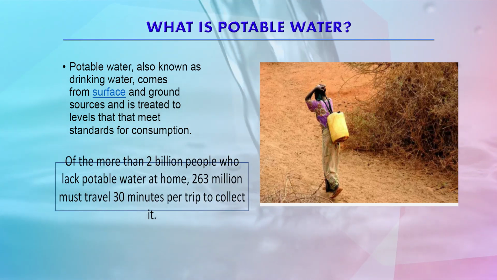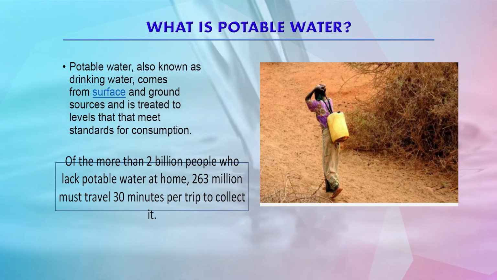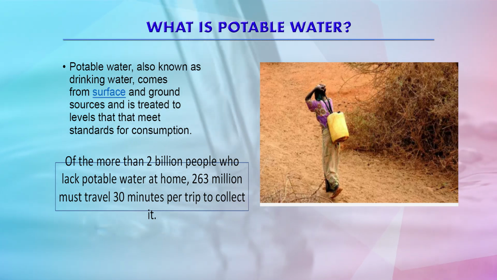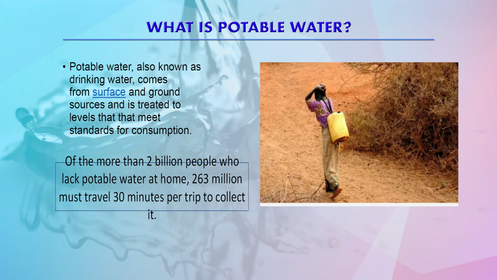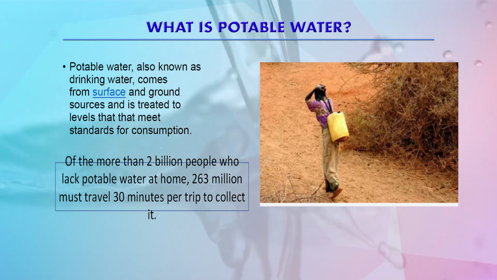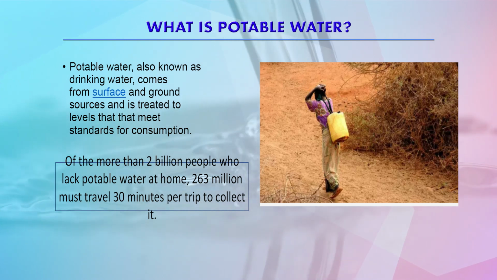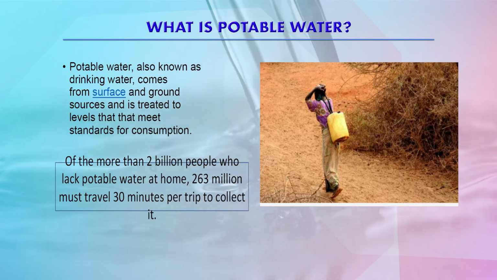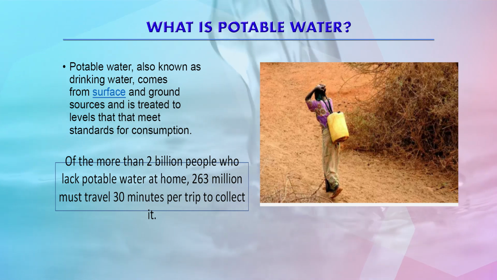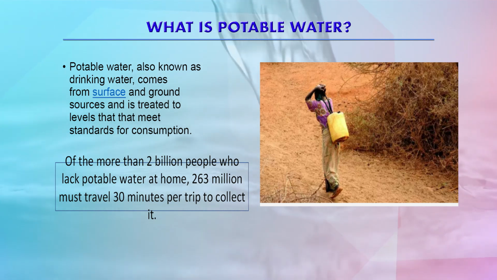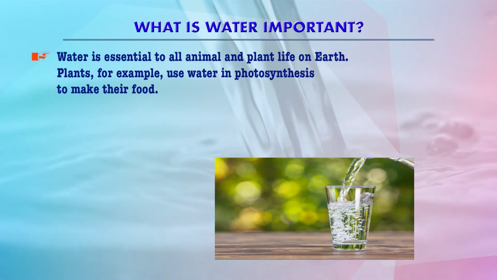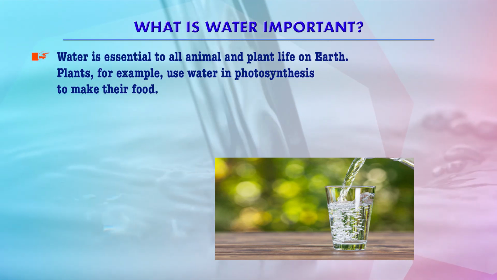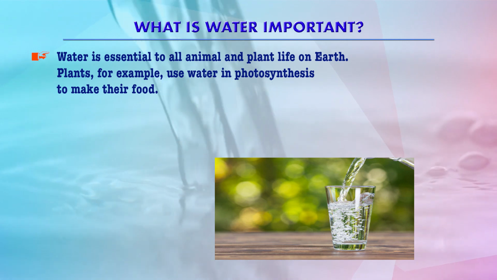More than 2 billion people lack potable water at home, and 263 million must travel 30 minutes per trip to collect potable water. So, how much scarcity we are having for this potable or drinking water in our surroundings. Why is this water so important? Because it is essential to all animal and plant life on the earth.